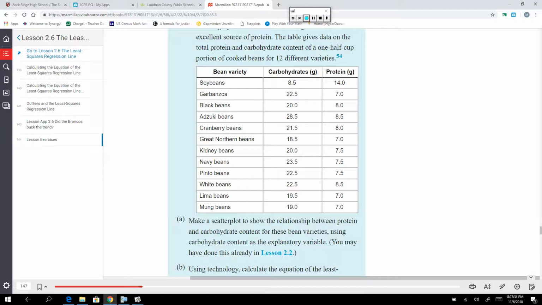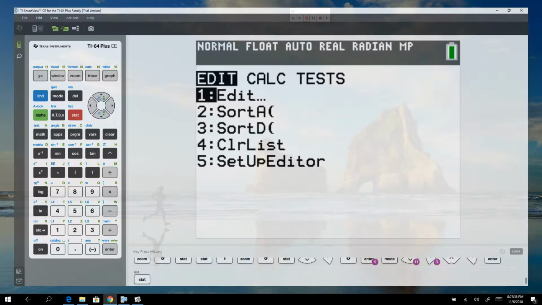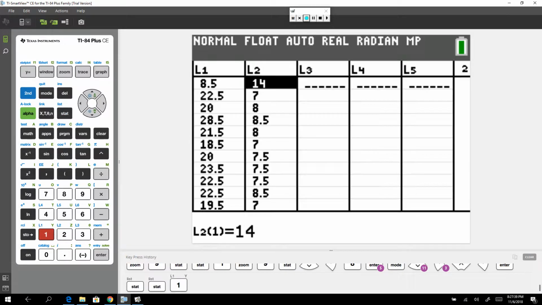I want you to take a moment to pause the video and enter this data so that you can follow along with me. Enter that data into list 1 and list 2. Pause if you need to. Take the data out of the book and enter it into the calculator. Alright, hopefully you've had a moment. You paused the video to enter that data.